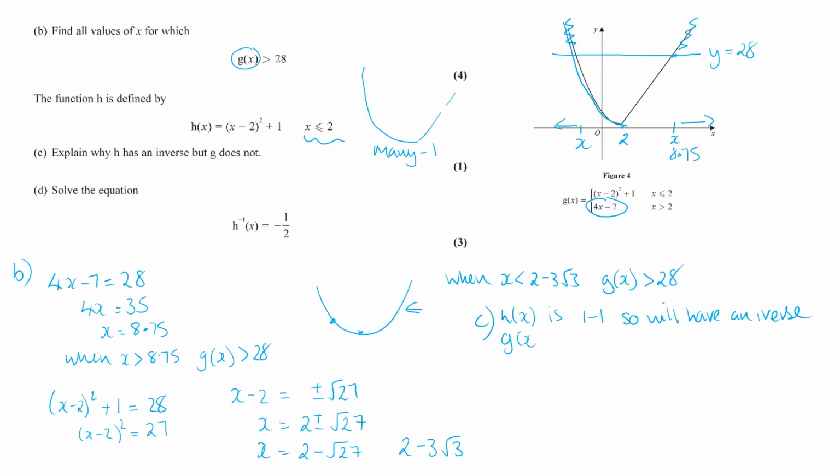So h of x is 1 to 1, so we'll have an inverse. g of x is many to 1, so will not.